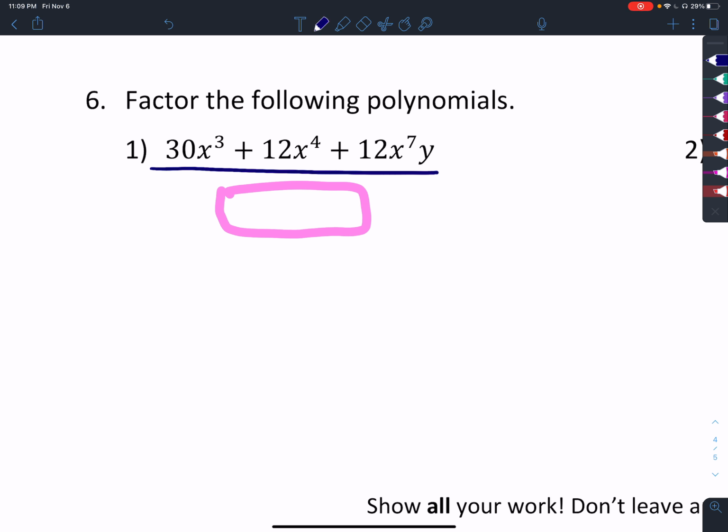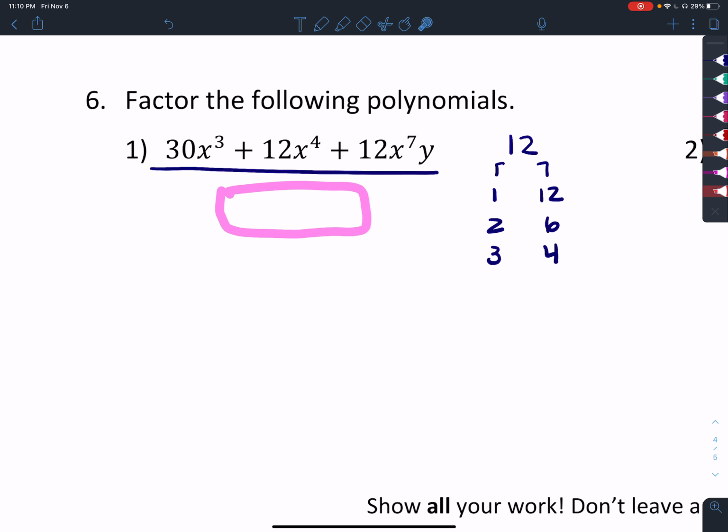To find our GCF, we look at all of the coefficients here. So we have 30, 12, and 12. So 12 is the lowest one. We're going to write 12. We're going to make our little factor umbrella. It's going to rain factors. So our factors of 12, we have 1, 12, 2, 6, 3, 4. So these are all factors of 12.